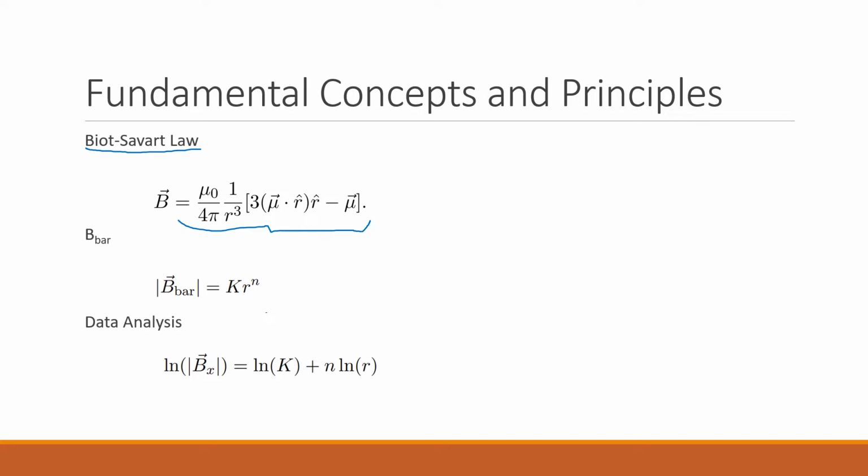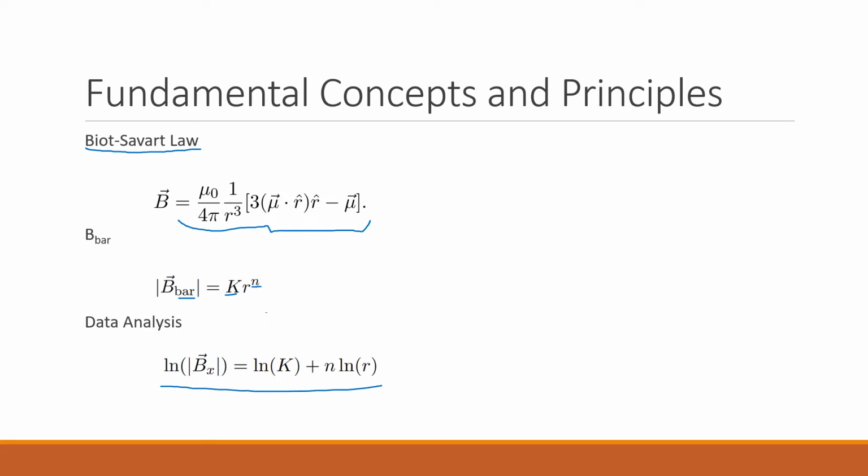In our experiment, we are calculating the magnetic field around a bar magnet, which is the value k, a combination of constants, times r, the distance, to an unknown power n that we're going to be solving for later on in the experiment. And then in our data analysis, we are plotting this in an xy Cartesian coordinate system.